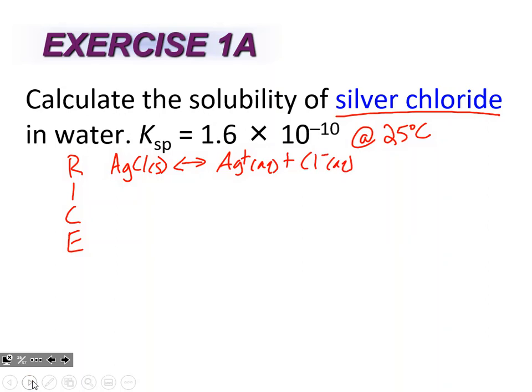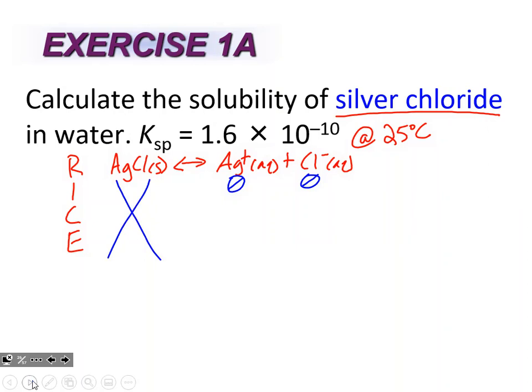You have no ions initially to start with, so this would be 0. This would be 0. And since the solids are not accounted for in the KSP expressions or any of the equilibrium expressions, you just get to cross that side off. That's why we call it a modified rice table, rice chart.